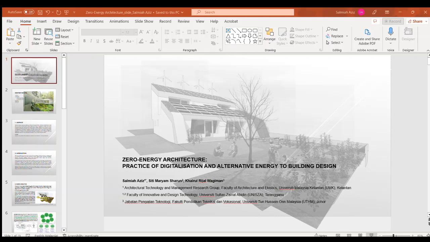For the keywords, there are alternative energy, building design, digitalization, construction, green energy, and also zero architecture.